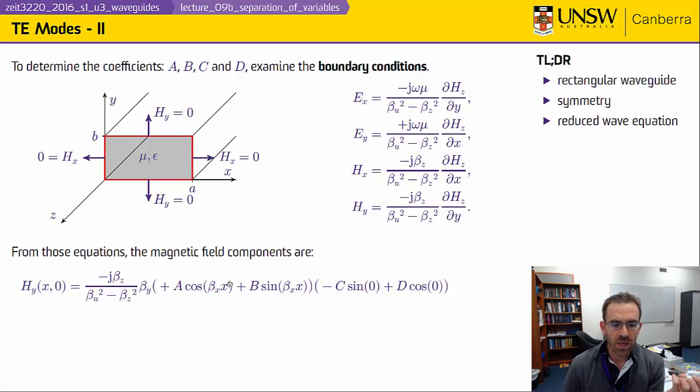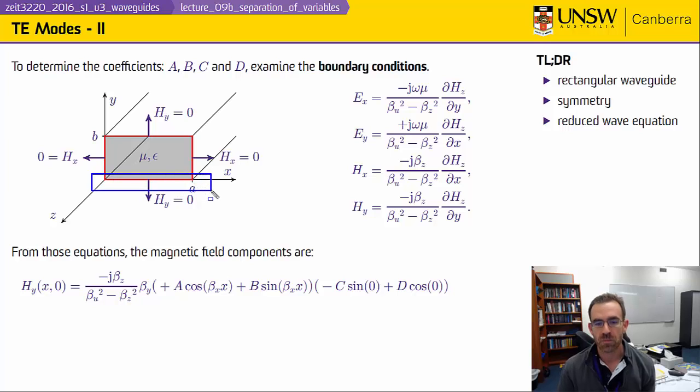Let's start off by looking at the y component of the magnetic field intensity, and we're going to look at it for the position y equals 0. So we're looking at this boundary. At that boundary, this field component must be equal to 0. So when we substitute in y equals 0, over here in the second half of the expression, we get sine of 0 and cosine of 0. Sine of 0, of course, is equal to 0. No problem. But cosine of 0 is equal to 1.